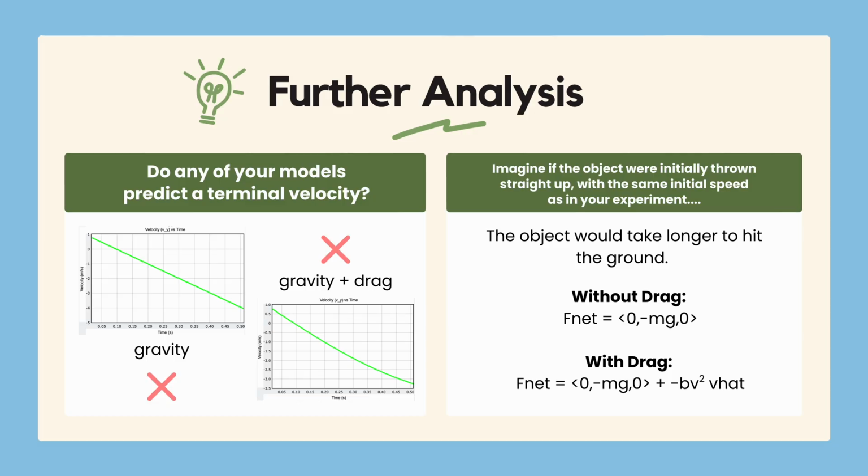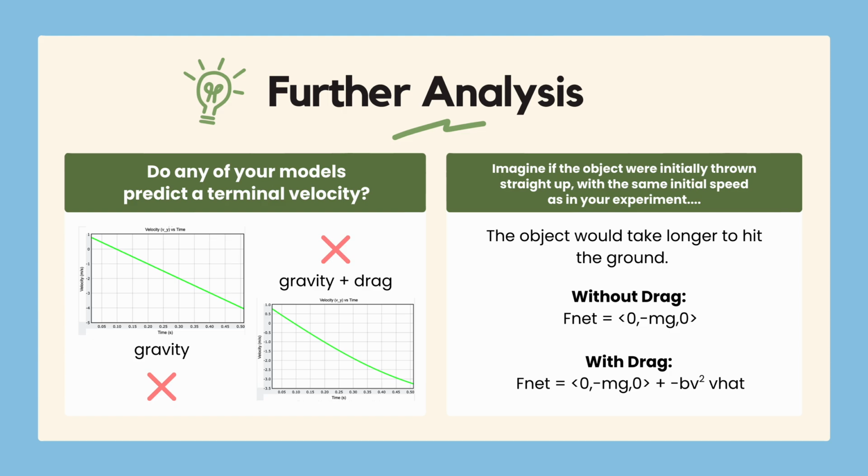Now for some further analysis: do any of your models predict a terminal velocity? No. The models do not predict a terminal velocity because velocity is constantly changing in the y direction for both models, and the slope of the graphs do not end up at 0. Terminal velocity is present only when the force of gravity is equal to drag, or when the net force equals 0. A similar experiment that I could design to find the terminal velocity of the object is to throw the object further and from a greater height to allow the drag force and gravitational force to balance out.